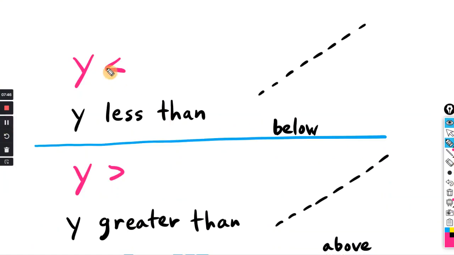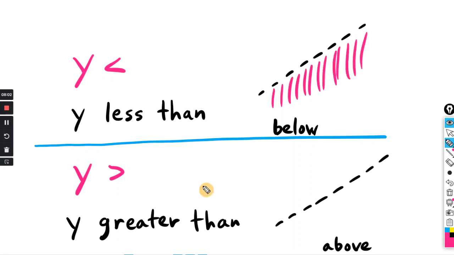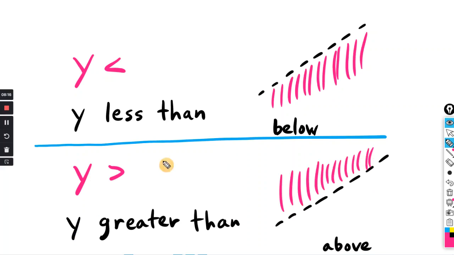So just remember, if the inequality symbol points to y, remember you have to solve for y, or isolate y. If it points to the y, it's less than, you want to shade everything below the line. And if the inequality symbol points away from the y, that means y is greater than, and you want to shade everything above the line. So just remember that, or write it in your notes, please.